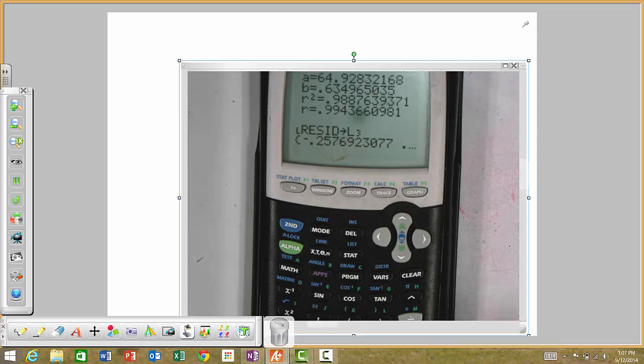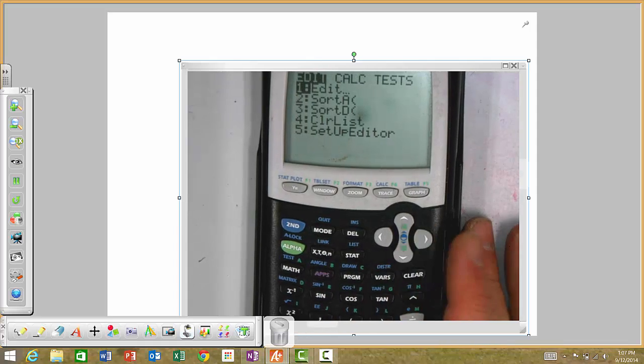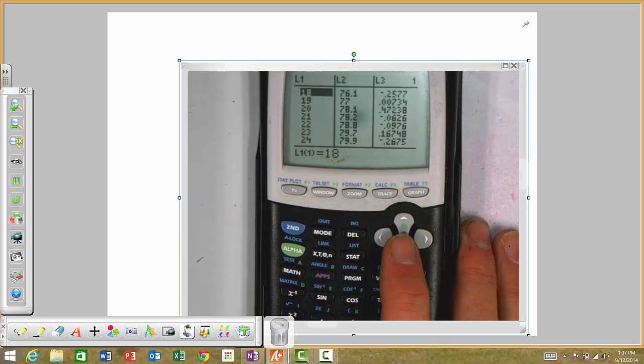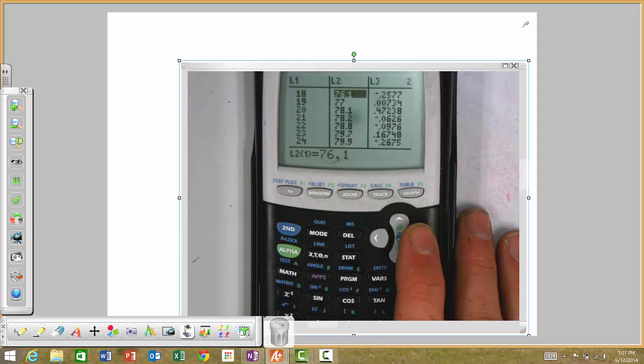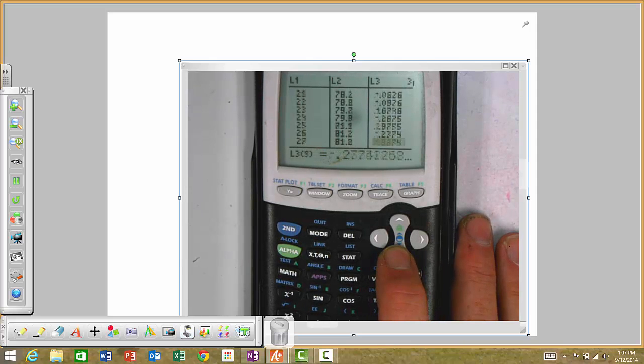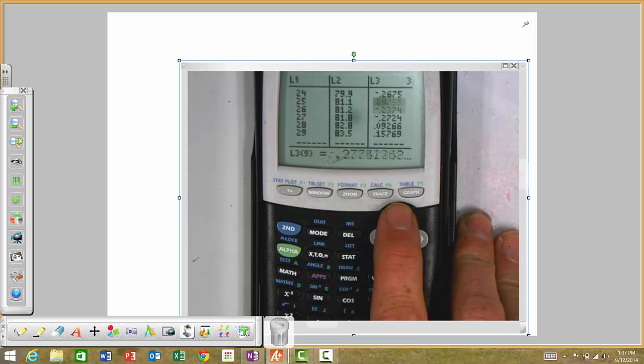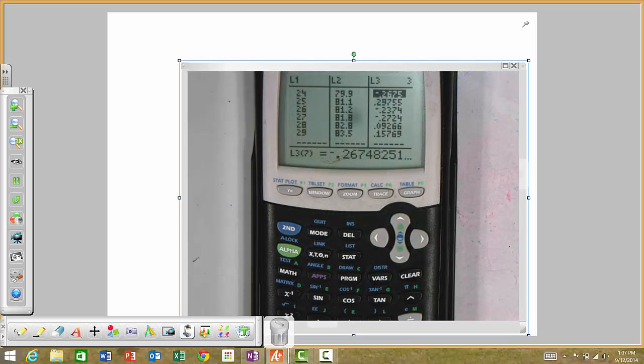If you don't believe me, we're going to look at stat, edit. Notice your L3 column now has some data in it. So L1 was your x's, L2 were your y's, L3 are all of your residuals for each one of those values. Okay, so residuals are in.